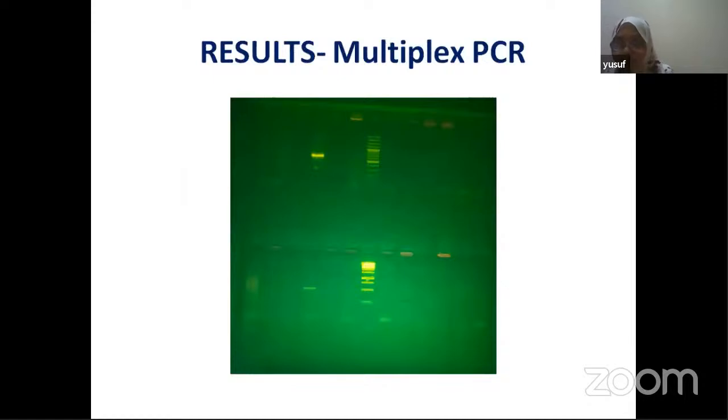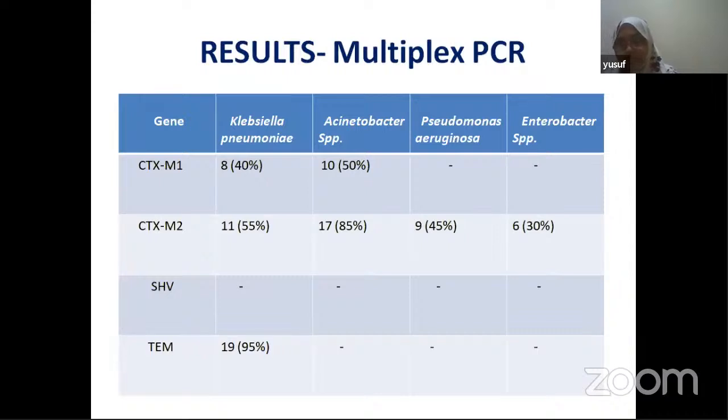This is the PCR result which I got. In this we can compare it with the ladder. CTXM2 gene has been detected here because it is at 480 base pairs. And this is the entire result. I found the CTXM2 gene in most of the isolates, and in most of the Klebsiella isolates I found the TEM gene. I didn't find SHV in any of my isolates, and CTXM2 has been found in only Klebsiella and Acinetobacter.